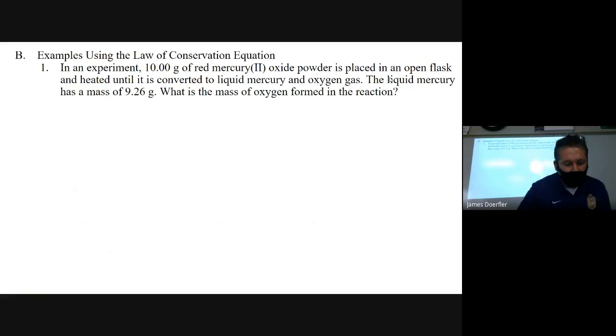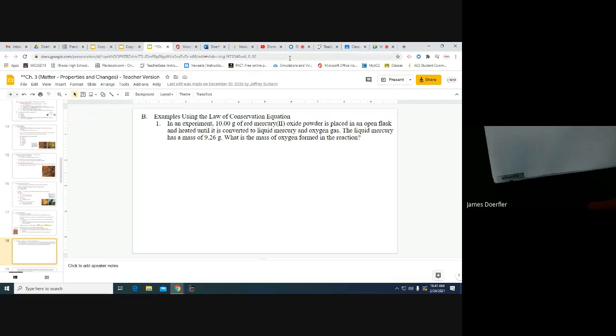So let's look at a couple problems before we wrap up our notes today. So in an experiment, 10 grams of red mercury(II) oxide powder is placed in an open flask and heated until it is converted to liquid mercury and oxygen gas. The liquid mercury has a mass of 9.26 grams. What is the mass of the oxygen formed in the reaction?